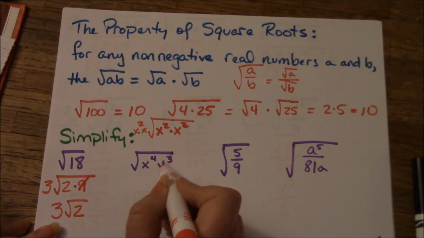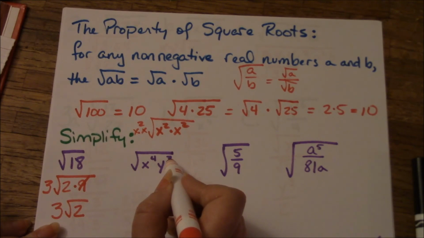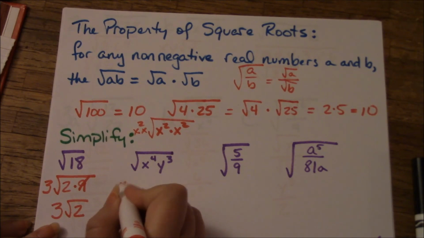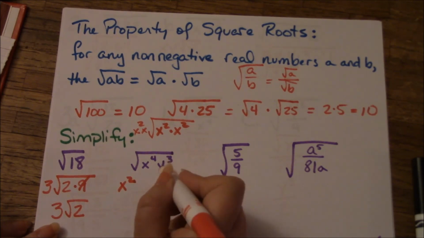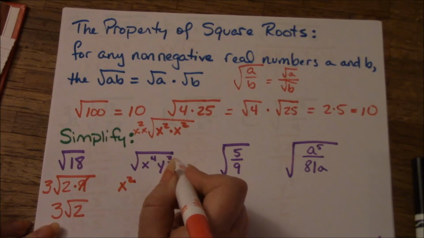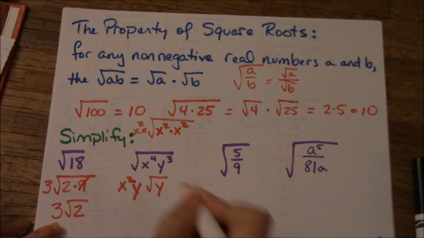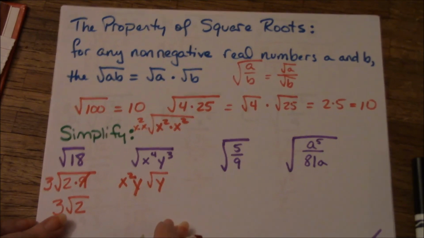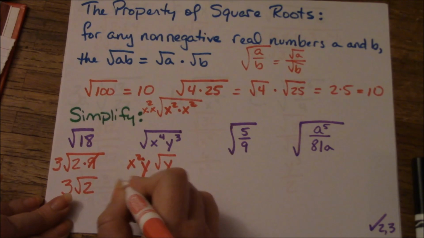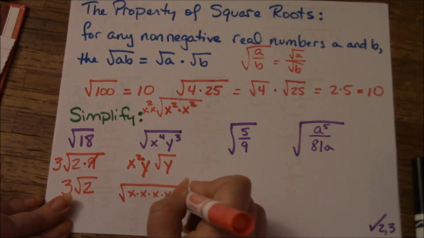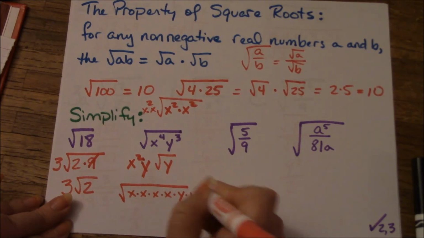When you've got an odd numbered power, you can take y squared out of there, but you can't take that third y out. So the square root of x to the 4 is x squared. And y squared can come out as a y, but there's still a y left under the radical. We can also spell it out if you'd like. The square root of x times x times x times x times y times y times y.